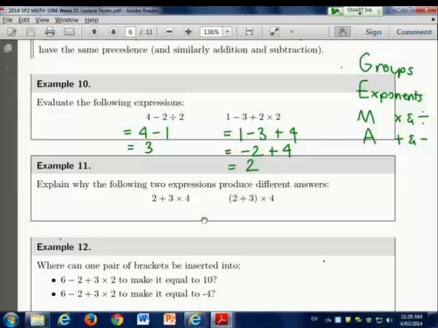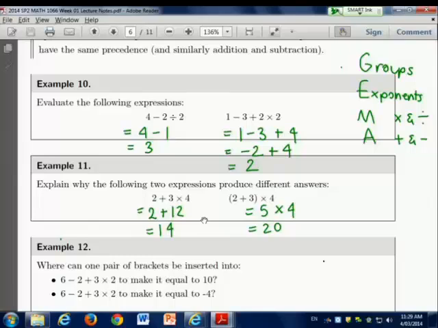I love these questions. Okay, example 11. We kind of did this before, but tell me, well firstly, what answers do each of these expressions produce? This one, multiplication first, so this is 2 plus 12, which is 14. Over here, groups first, which means brackets, so we work out the 5 times 4, 20.